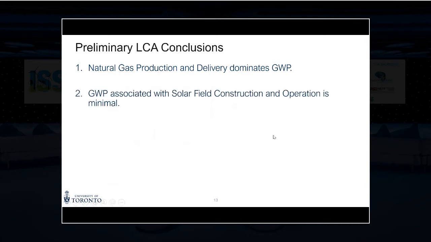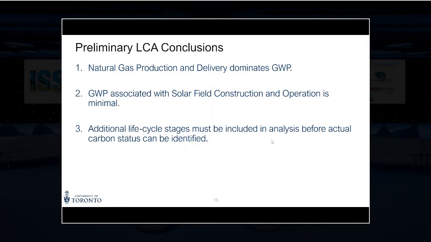Some preliminary LCA conclusions based on this preliminary modeling include that natural gas production and delivery dominate GWP. So one avenue to look into might be additional sources of the methane, such as biomass, which may act to decrease the total GWP of the process. The global warming potential associated with the solar field construction and operation is minimal, irrespective of the solar to syngas efficiency that was chosen and the plant lifetime. So it might actually be a viable option in terms of GWP to use natural sunlight as opposed to artificial lighting. And finally, before the actual carbon status of the process can be identified, the additional life cycle stages must be included in the model to be able to more strongly conclude as to the carbon status of the technology.